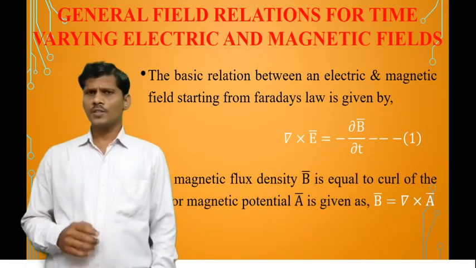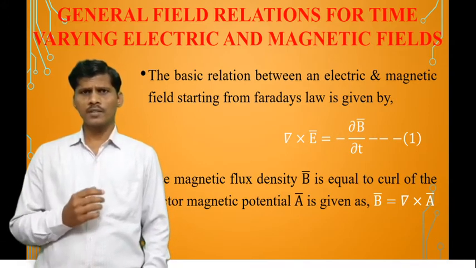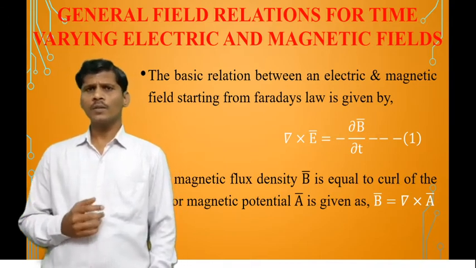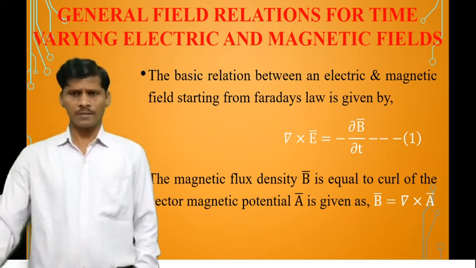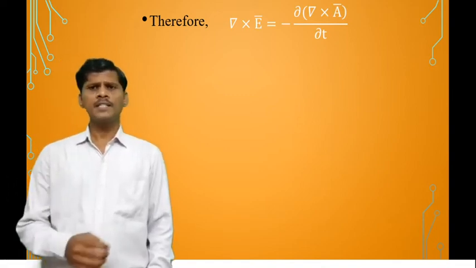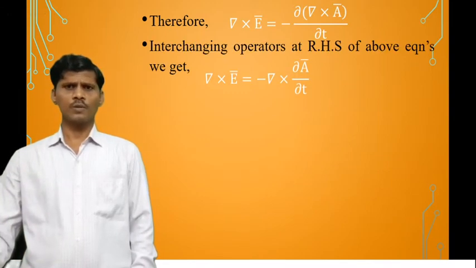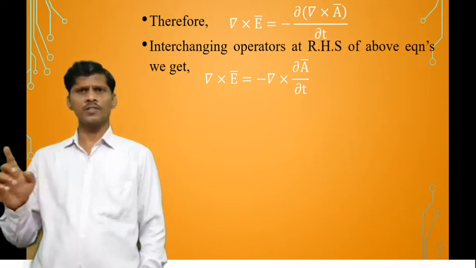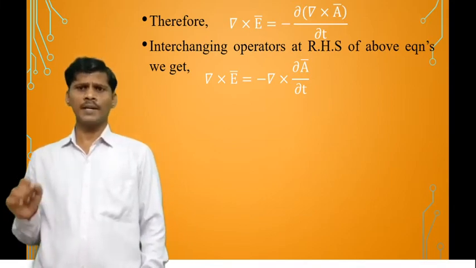The magnetic flux density B bar is the curl of a vector magnetic potential A bar. So B bar is equal to del cross A bar. Substitute B bar value into the above equation. We have del cross E bar is equal to minus dou by dou t into B bar. What is B bar? Del cross A bar. Interchanging the operators on the RHS of the above equation, del cross E bar is equal to minus del cross dou A bar by dou t.